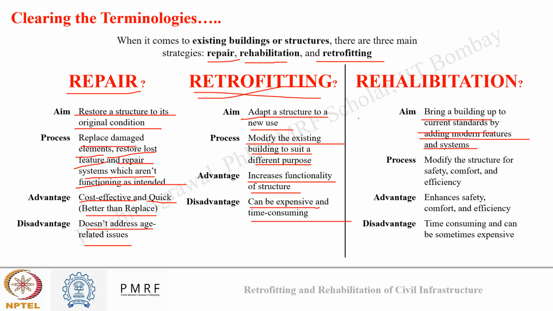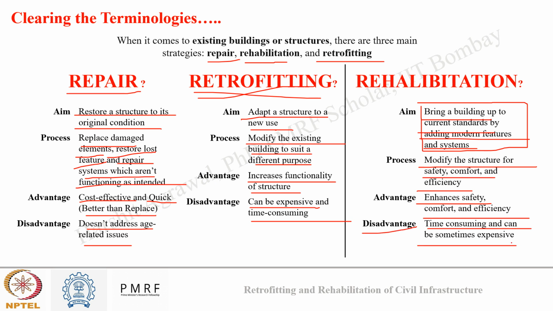So suppose new codal provisions have been passed which have redefined what should be the standard of a building to qualify it for use. So if the standard has increased and my building is still based on the old standard, I need to carry out rehabilitation of the structure. And how is this carried out? By modifying the structure for safety, comfort, and efficiency. Okay, the advantage is it enhances the safety, comfort, and efficiency as we talked about. But again, the disadvantage here is it is time consuming and can sometimes be expensive.